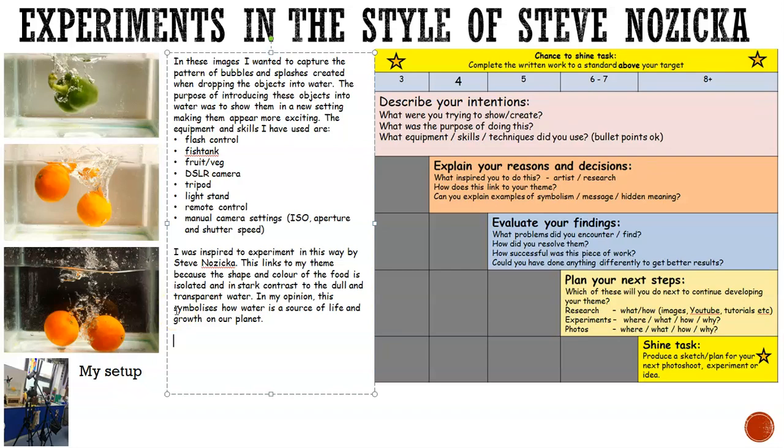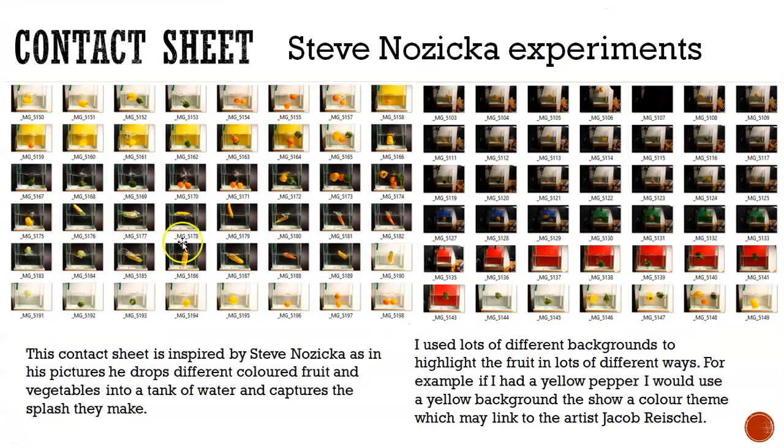And the next step is going to be evaluate your findings. So what problems did I encounter or find? To help me do this, I'm actually going to go back to my contact sheet where you can see all of the images, and I'm just going to look for some things that caused me some problems. I can see over here she had a bit of trouble with the lighting, so that's something I could write about. I can see some of the fruit and vegetables didn't really create the sort of splashes that she wanted. I can also see she was limited a bit by the size of the fish tank.